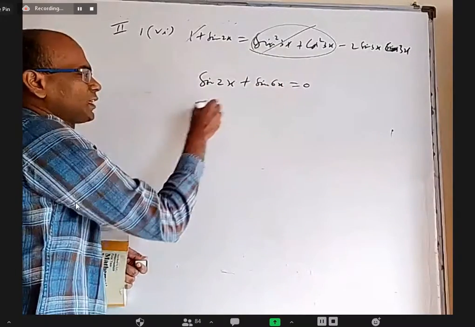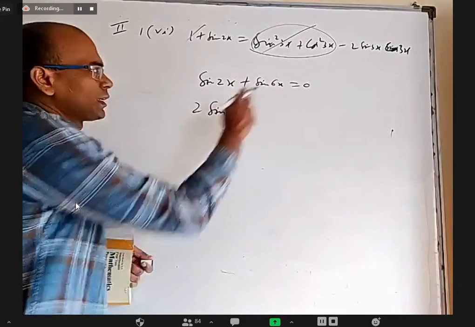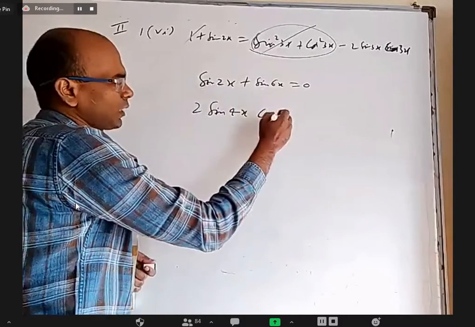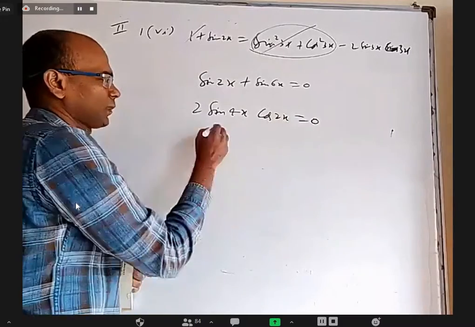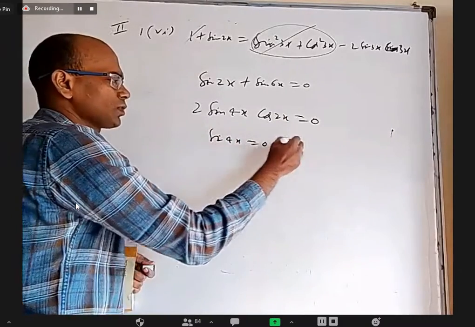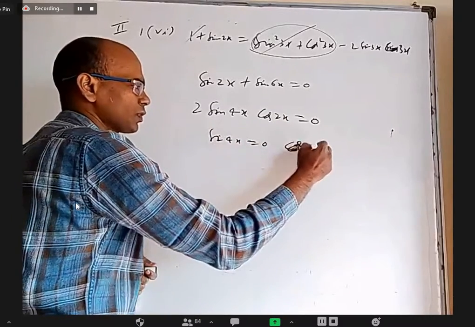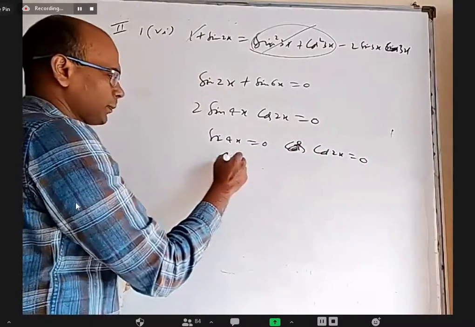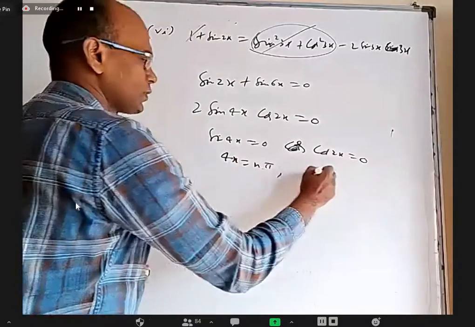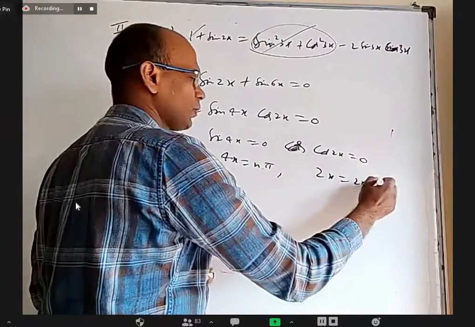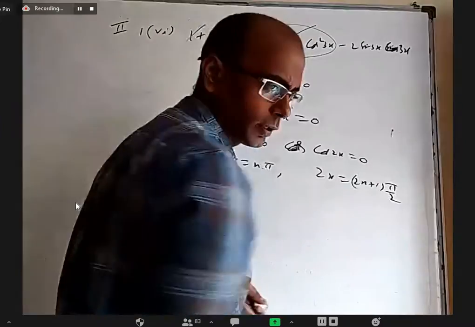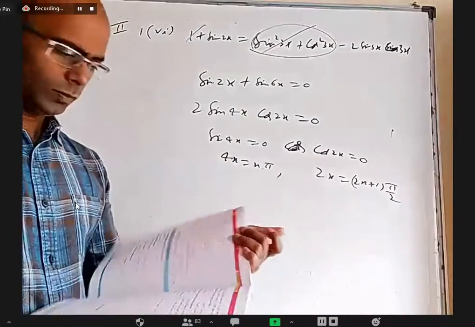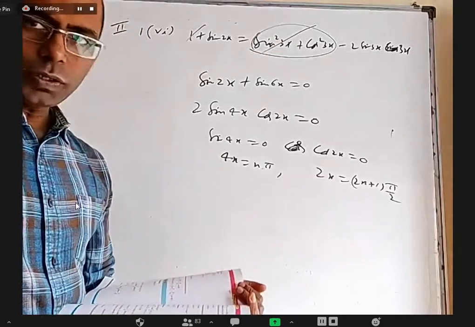Sin c plus sin d is 2 sin of (c plus d) by 2, which is 4x, cos of (c minus d) by 2, which is 2x, equal to 0. You will get sin 4x equal to 0 or cos 2x equal to 0. You know, this is 4x equal to n pi. This is 2x equal to odd multiple of pi by 2, (2n plus 1) pi by 2. Is it okay, sixth one?